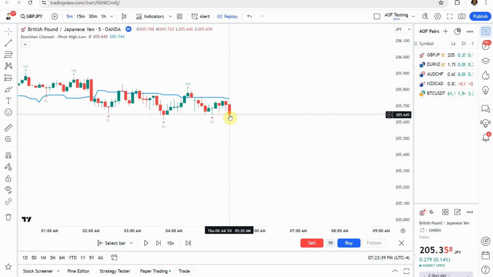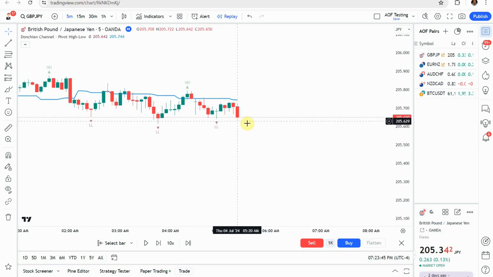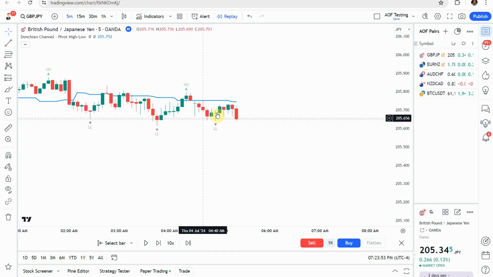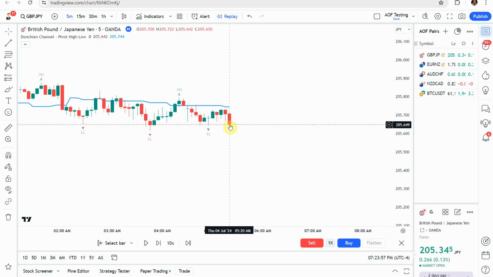And then we get this LL tag right here, and that actually appears on this candle right here. And so the LL tags are a little bit delayed because it is creating high-low pivot points. And so on the close of this candle right here, it established this LL right here.